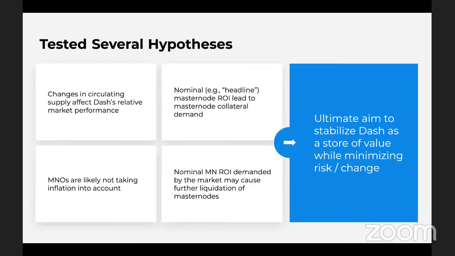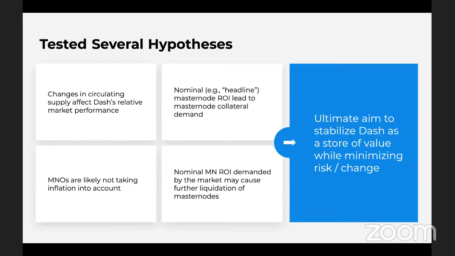We also had the hypothesis that masternodes are likely not taking inflation into account. In other words, a 20% return might be great, but if the coin is doubling in its supply every year, that might not be such a great real return. And we'll talk more about the difference between real ROI and nominal ROI in a moment, and what our findings were there. And lastly, we want to test that masternode nominal ROI demanded by the market may cause further liquidation of masternodes. That certainly has played out over the last couple of quarters, but we wanted to see if we could predict how that might play out more accurately.